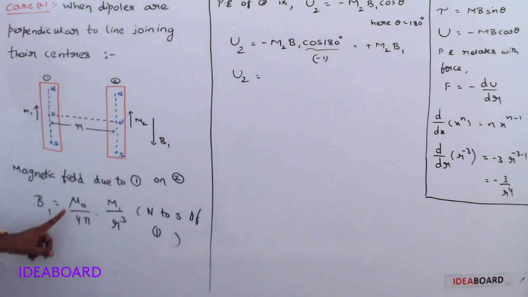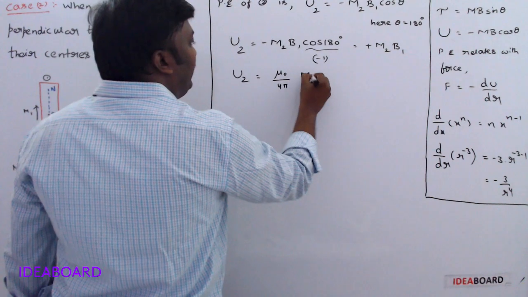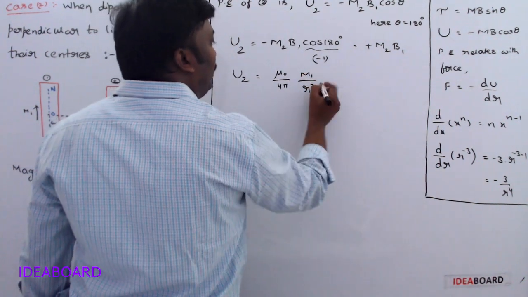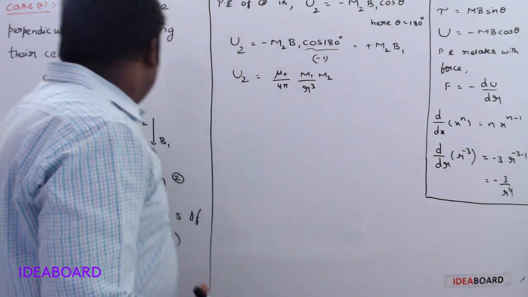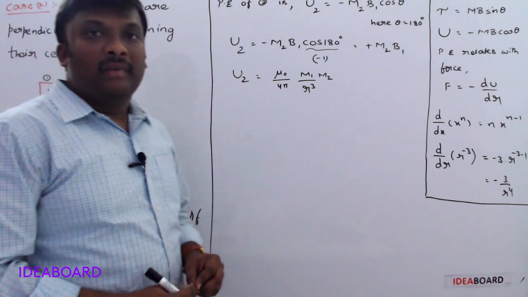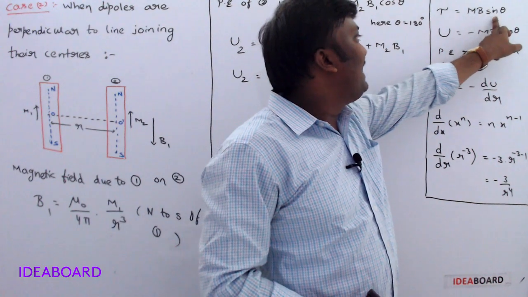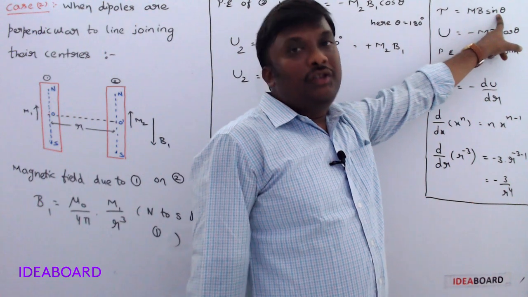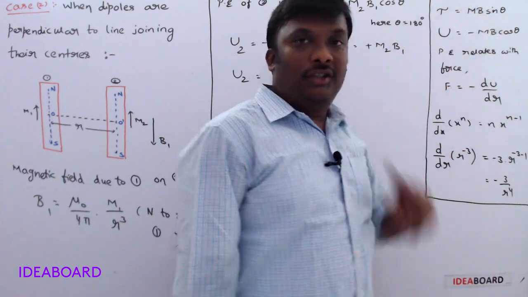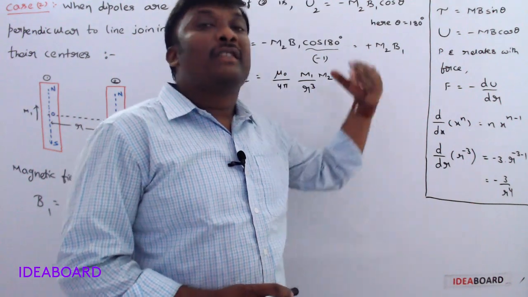So U2 is equal to, with B1 value mu naught by 4 pi m1 by r cube, mu naught by 4 pi m1 by r cube into m2. This is the potential energy of the second dipole. Clear? Now let us see the torque. Torque formula is m B sin theta. Here theta value is 180, and sin 180 value is 0. Zero times anything is 0, so torque is 0. Whenever torque is 0, the force is a conservative force. So a conservative field will be developed.